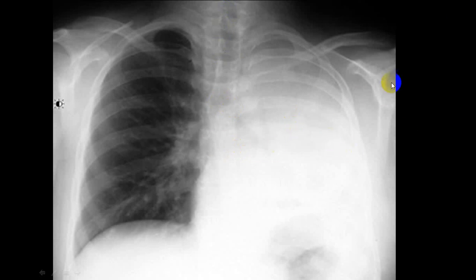So this condition is neither pushing nor pulling. There is one condition we call consolidation, which will not shift the trachea. So do keep it in mind. If you see something like this sometimes, one of the possibilities is consolidation.